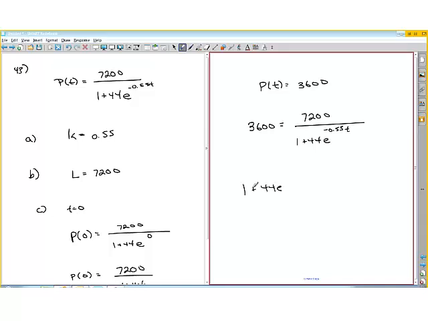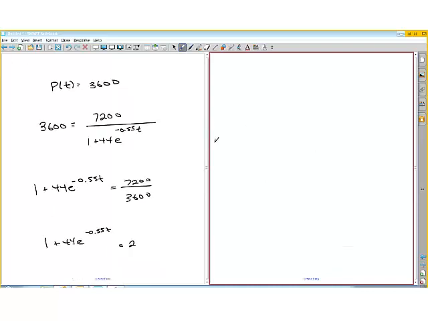So what we can do, kind of as a quick thing, is we can just switch the numerators and the denominators for the two sides. So this goes up there and that goes down there. So you get 7,200 divided by 3,600, which is 2. So you get 1 plus 44 e to the minus 0.55 t is equal to 2. So you subtract 1 from both sides. 44 e to the minus 0.55 t is equal to 1. Then you divide by 44 on both sides, so you get 1 over 44.